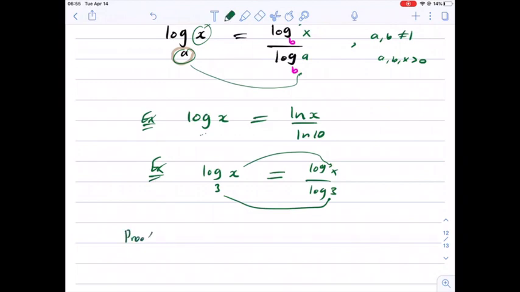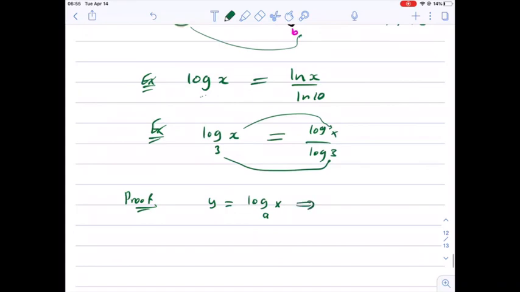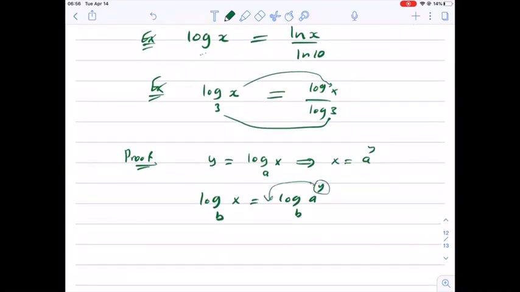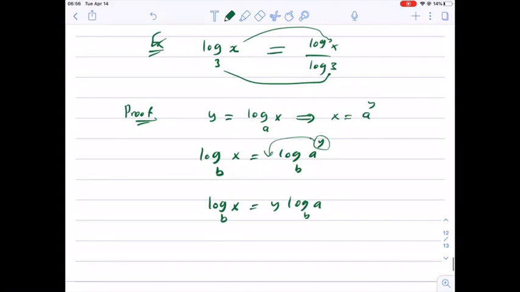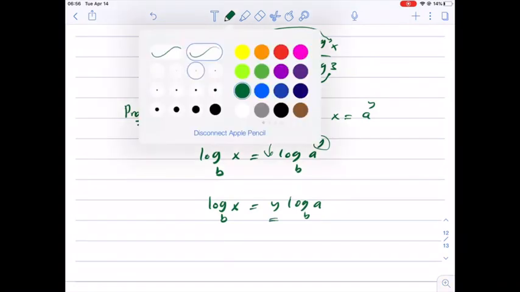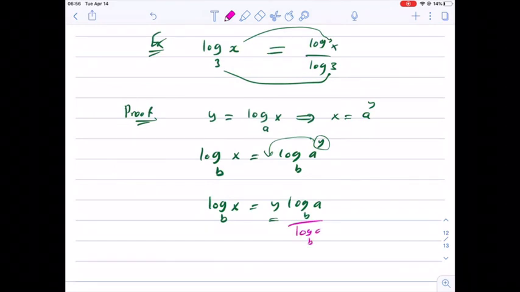Now, how to prove this result? The proof is very simple. We can write y equals log base a of x, and then convert this into exponential form, x equals a to the y, and then we can take log base b of both sides. So log base b of x equals log base b of a to the y, and then by applying property 3, we can bring this down here. We get log base b of x equals y log base b of a, and then we can solve for y. If we want to solve for y, we divide both sides by log base b of a.